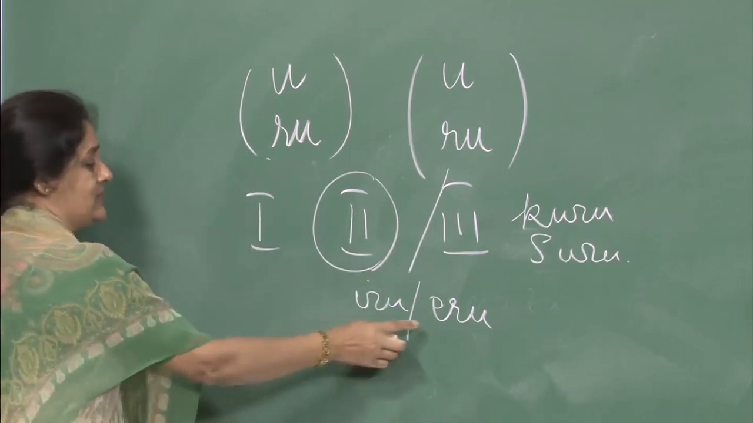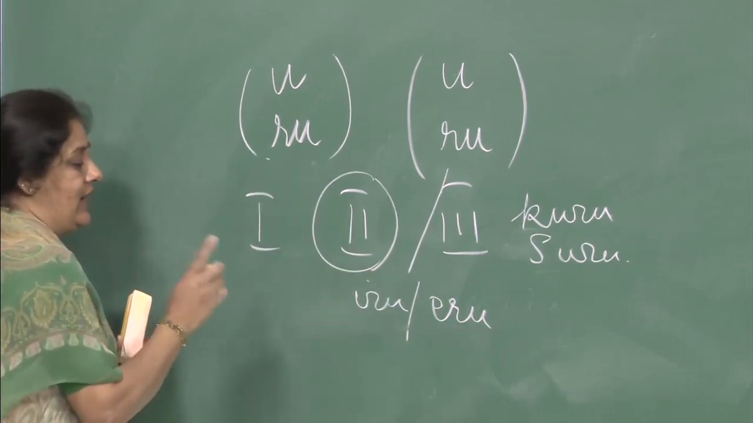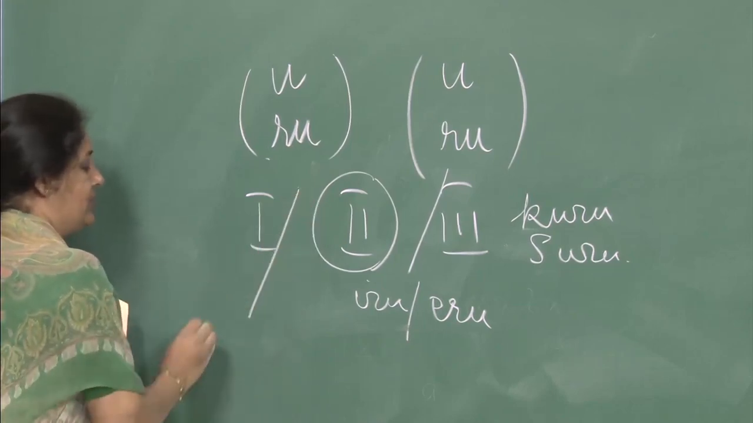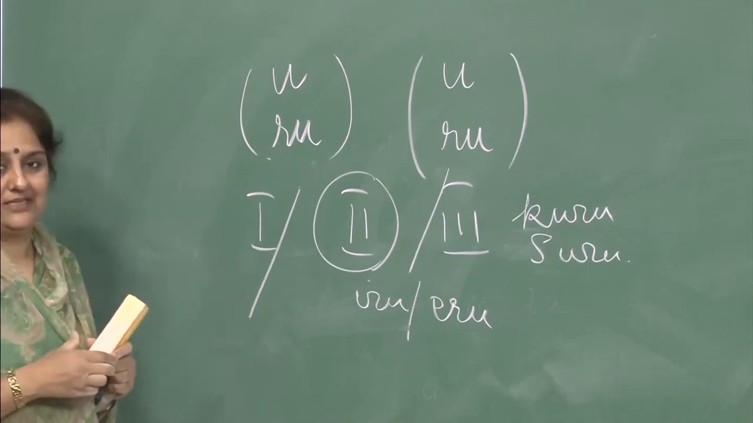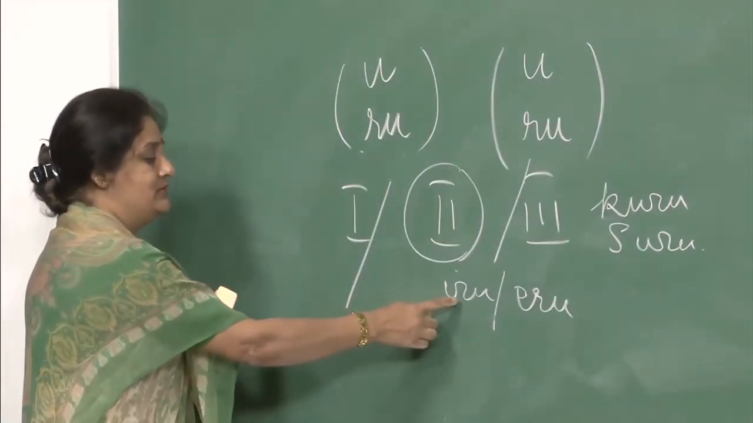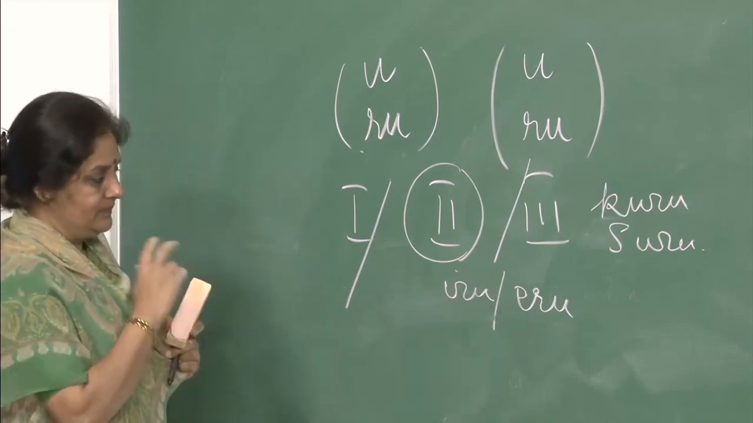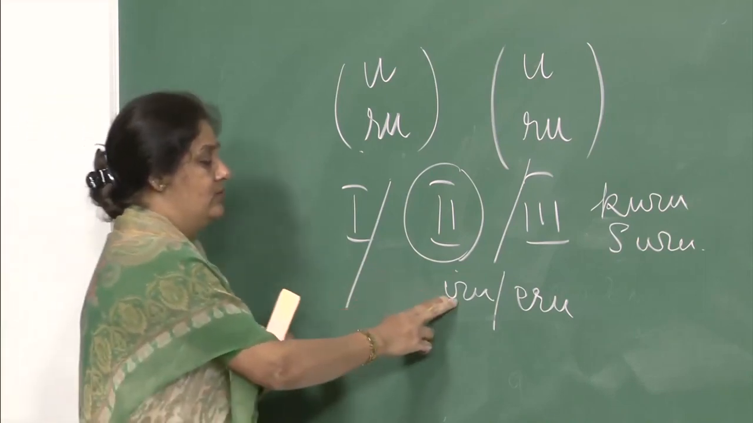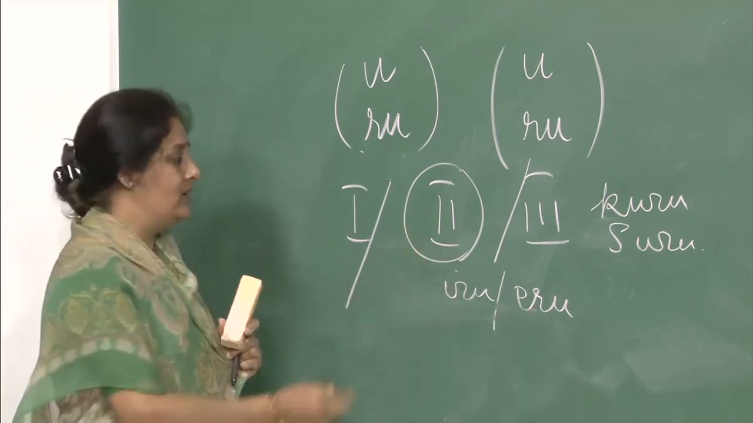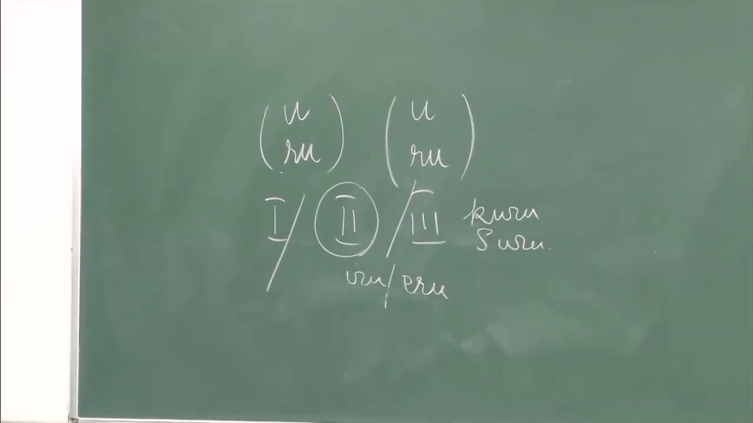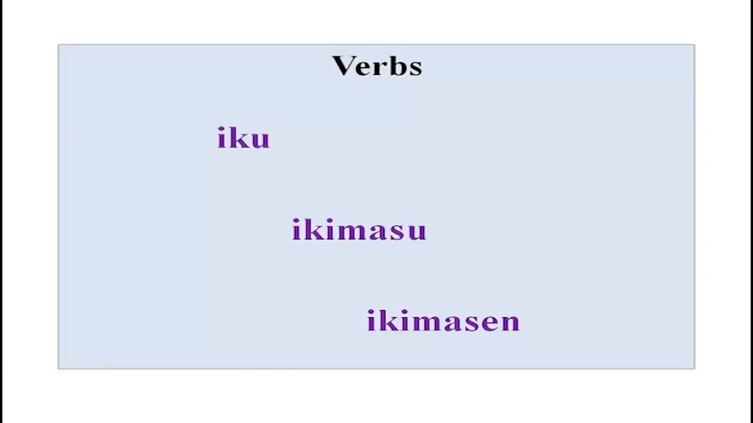Now, all other verbs which are not ending in iru and eru in their dictionary form are in group 1. There are a few exceptions, of course. We have a few verbs which do end in iru and eru in group 1, but that is for a different reason. All verbs ending in iru, eru are in group 2 and all other verbs are in group 1 and only 2 in group 3. So, well, this was very, very brief. There are a lot of things about verbs, but for the time being, we will only do this much.